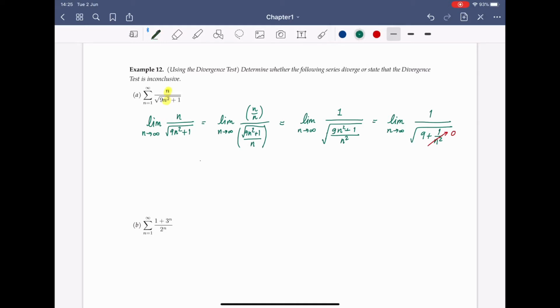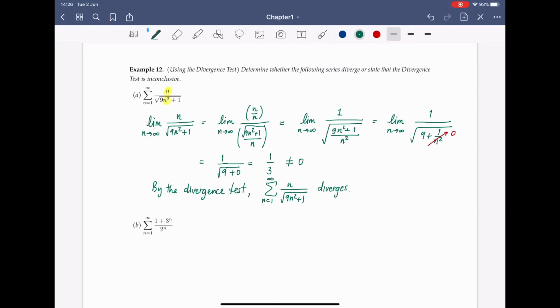So the limit here is 1 over the square root of 9 plus 0, which is just 1/3. This means the limit of this function is not equal to 0. So by the divergence test, the summation of n over the square root of 9n squared plus 1, n from 1 to infinity, diverges.